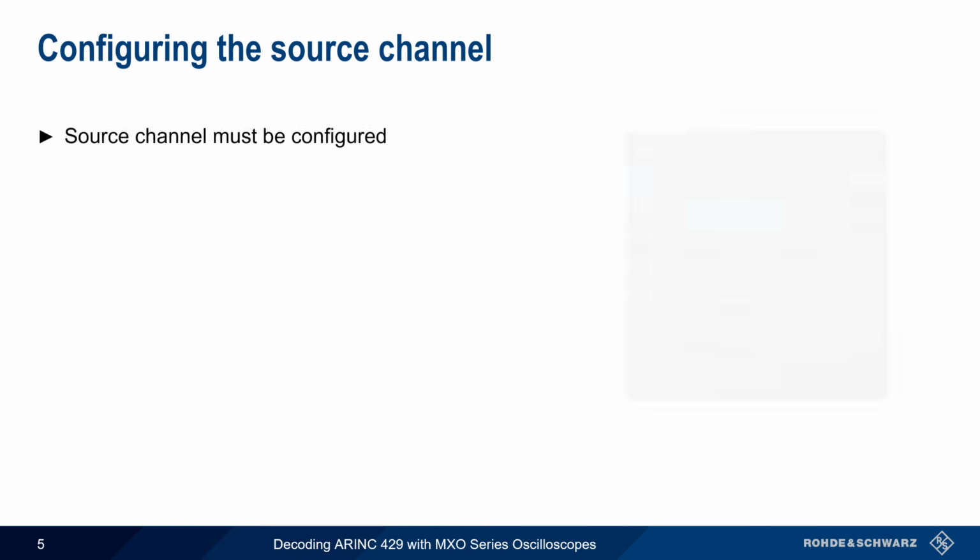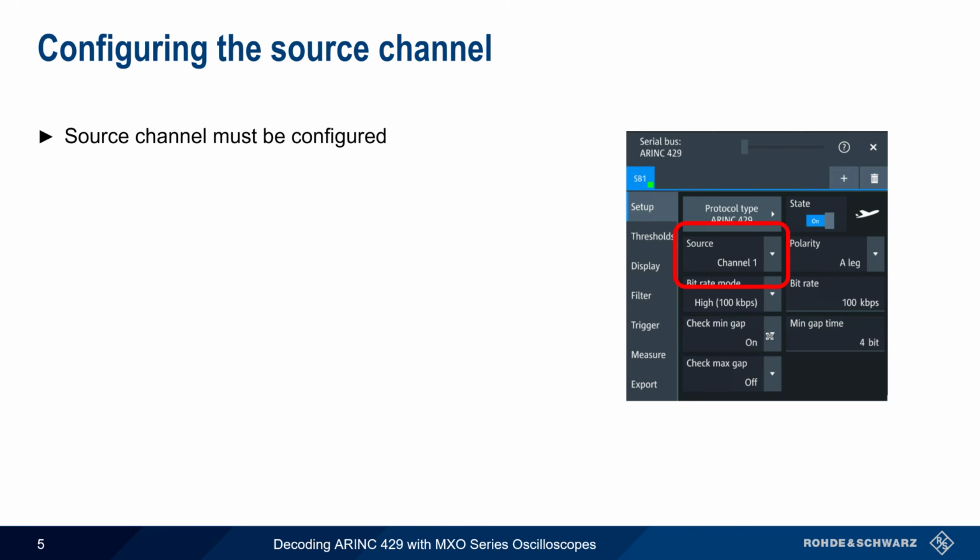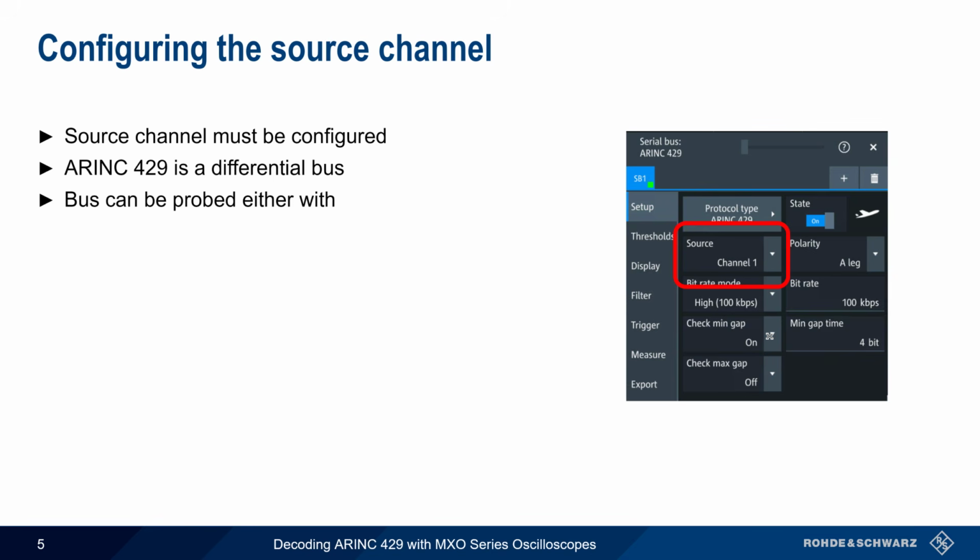The next step is configuring the source channel, and this is done under Setup. As you should already know, ARINC 429 is a differential bus consisting of two wires called the A leg and B leg, and these wires can be probed in two ways.